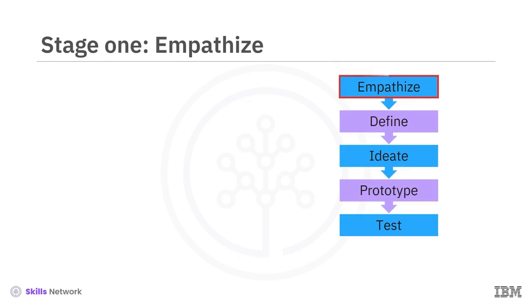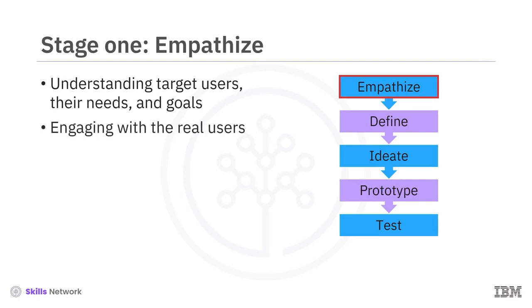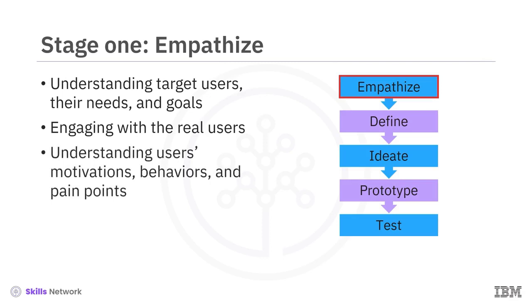Empathize is the first stage in the design thinking process. The objective of this stage is to gain an empathetic understanding of the target users, their needs, and their goals when interacting with a product. Designers set aside their personal biases or assumptions about the world and try to insert themselves in the user's shoes to develop a deeper understanding of the problem from users' perspectives. They try to engage with real users to understand their experiences through activities like interviews, observations, and surveys. They aim to gain insights into users' motivations, behaviors, and pain points.